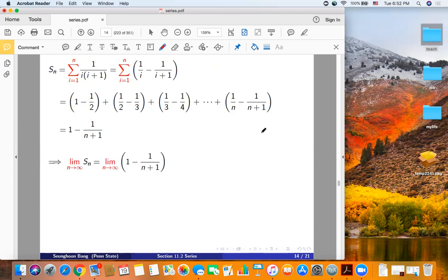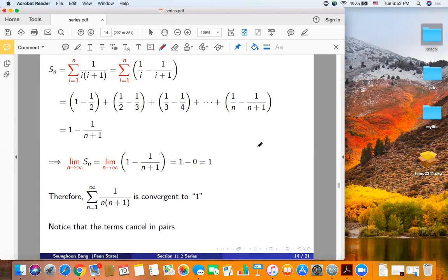Then what's the last step? Take the limit of the partial sum. What's the limit of 1 minus 1 over n plus 1? Is it 1? Yes. This goes to 0, so just 1. So the series converges to 1. The terms cancelled in pairs, which we call a telescoping sum. So this example is a telescoping sum. This is one good method for solving this kind of problem.